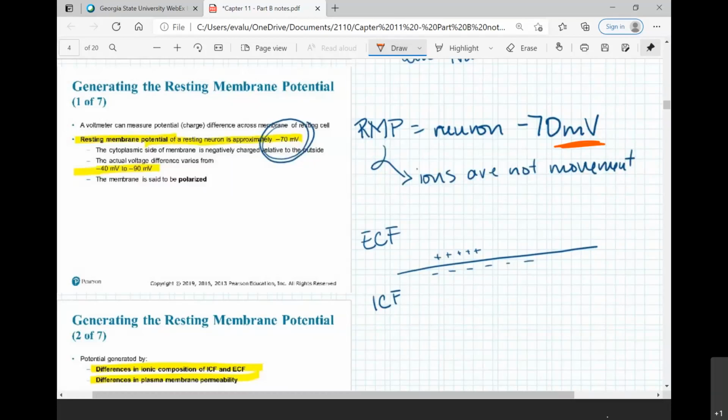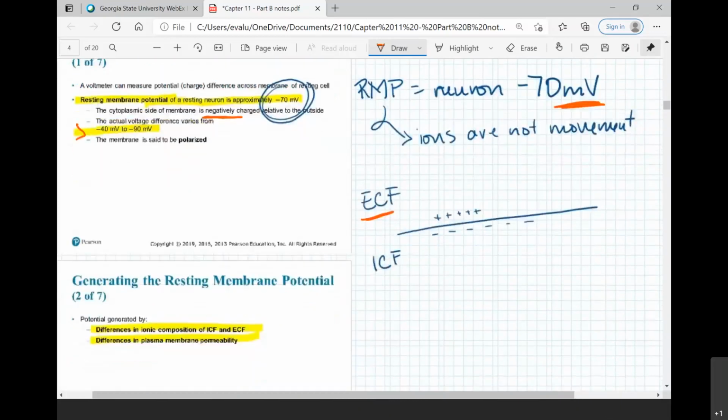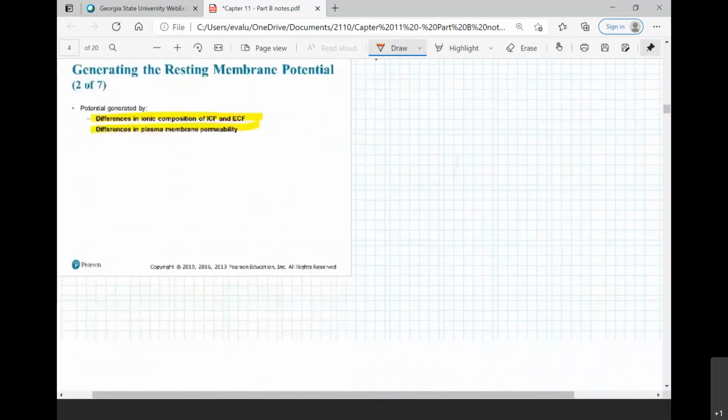In this -70 millivolts, basically the ions outside of the cell in the extracellular fluid are going to be more positive. Inside the cell, it will be more negative relative to the outside. So we have outside, it's going to be slightly more positive. Inside is going to be slightly more negative. And there's a little note that it could vary from -40 to -90, but -70 is the number we land on for a neuron. Because there is this potential, these neurons are considered polarized.